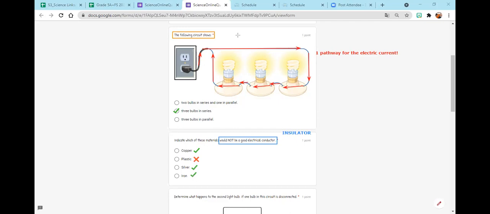Copper, silver, and iron, the 3 of these are metals, and metals are good conductors of electricity. So the plastic is the insulator, the plastic is the correct answer.